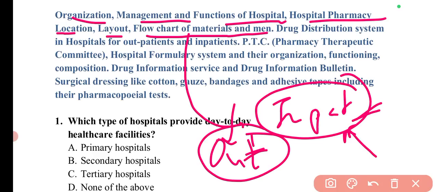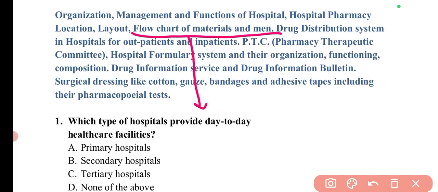If you simply google the flow chart of materials and men, you will get different flow charts in the images section. So that is quite easy. Hardly any question will come from this particular topic, but if a question does come, it will be related to the flow, like the order of movement of materials or men in inpatient and outpatient. By reading the question and options itself, you will be easily able to find out the answers.